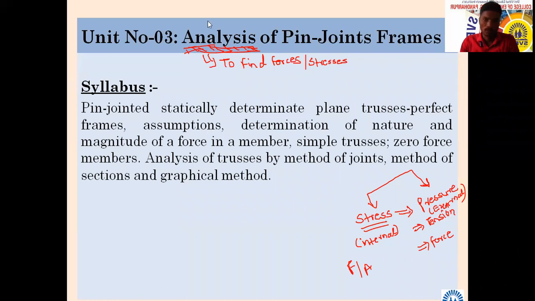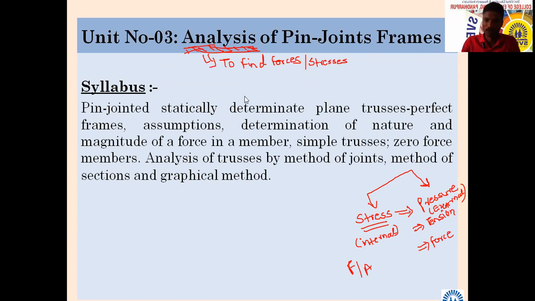Once we apply force, the body will oppose. That opposition is called stress. On the other hand, the force we apply is called pressure. But we were discussing analysis. What is analysis? To find the forces or stresses in the body is called analysis.